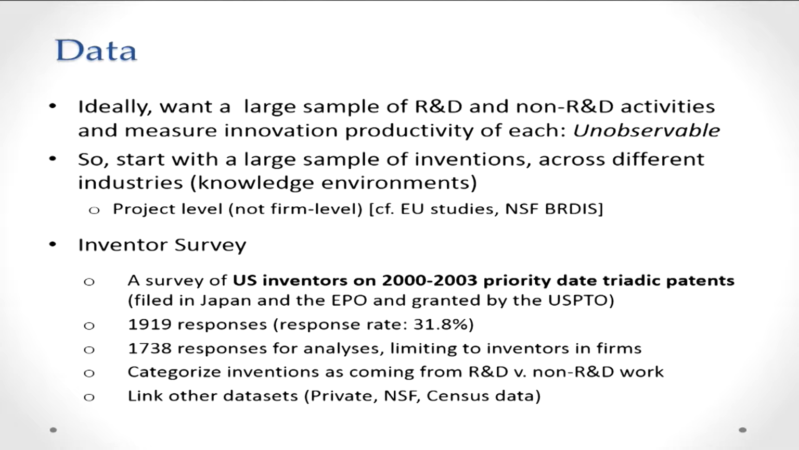So we have a survey of inventors in the US on patents that were triadic patents in the US, Japan, and Europe. We have about 1,900 responses. We can categorize the invention as having come from R&D or non-R&D, so we're not beginning with the existence of R&D. We can link this to other data sets to measure the knowledge environment and some other characteristics.